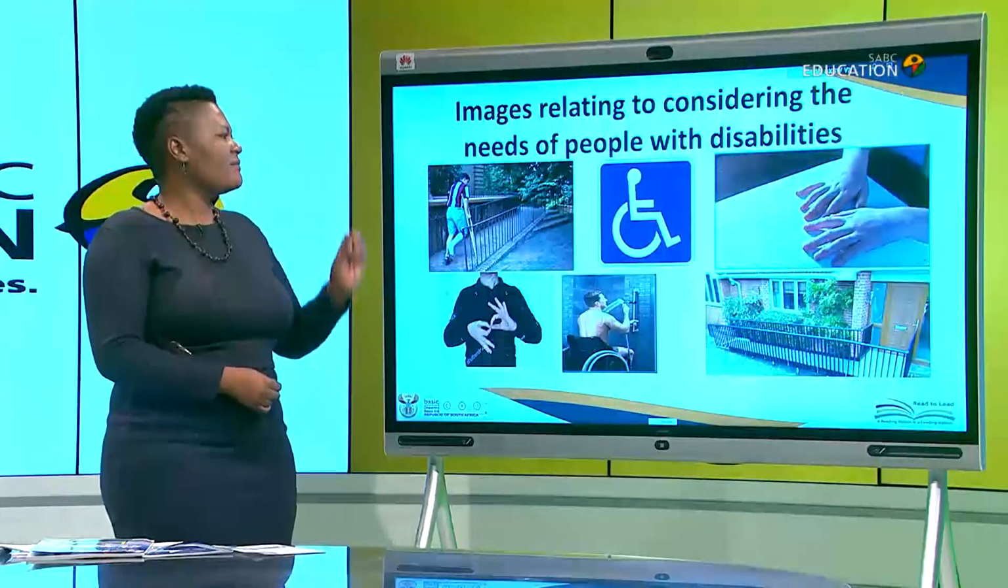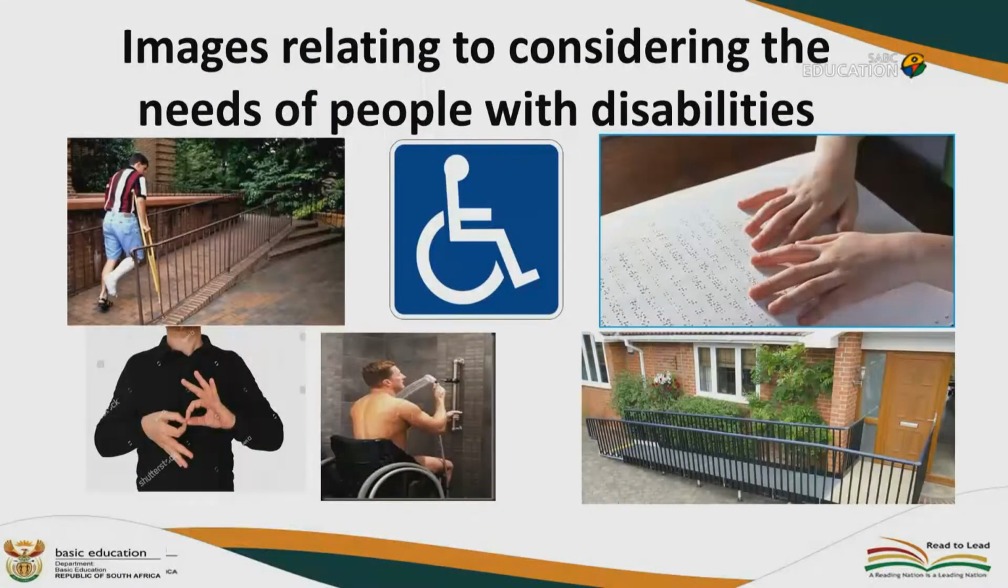And then images relating to considering the needs of people with disabilities. We can see that we've got a ramp access there. We've got the wheelchair icon. We've got the sign language, which is very, very important. And we've got the man there taking a shower. He's in a wheelchair. We need to consider all those things when you have an attraction. We've also got the braille as an example.